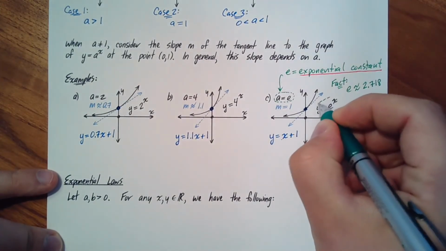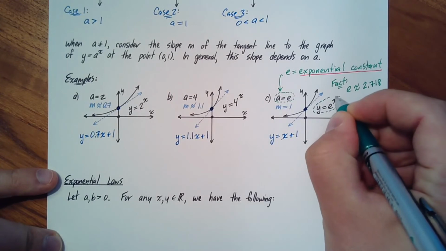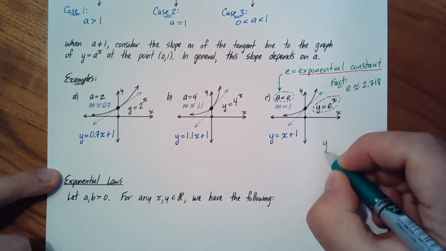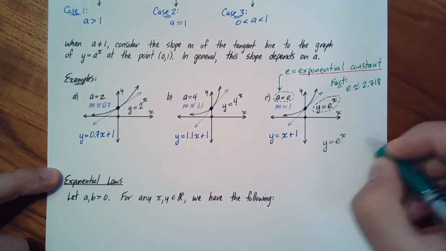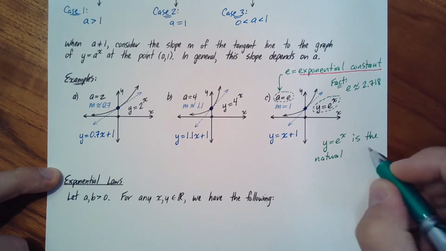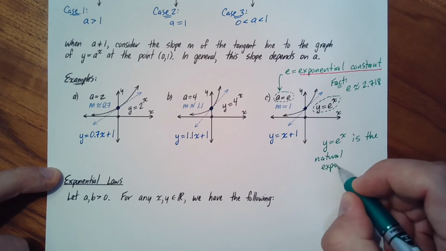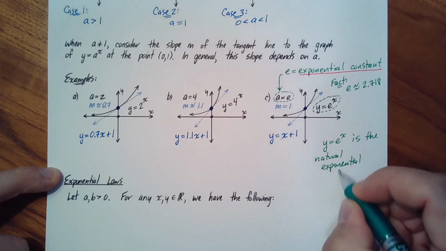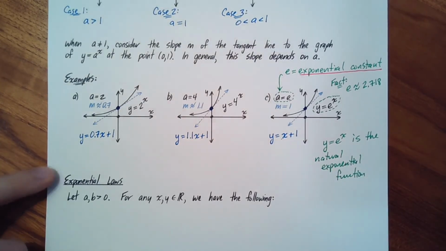Since we're here, let me put a circle around this. That's another piece of terminology. So y equals e to the x is the natural exponential function. So let's add that in.